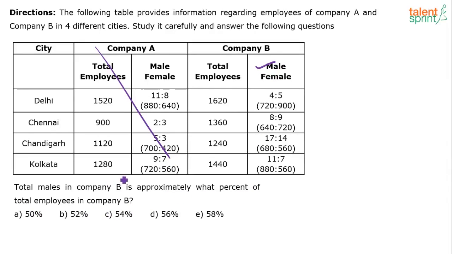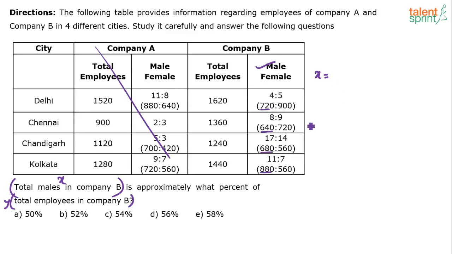So this also is like X is what percent of Y. X is total males in company B, and Y is total employees of company B. There's no shortcut. You have to do the complete calculation. Find out total males in company B. I think values have been obtained already, so I'm not looking at doing those individual calculations. 720 plus 640 plus 680 plus 880.